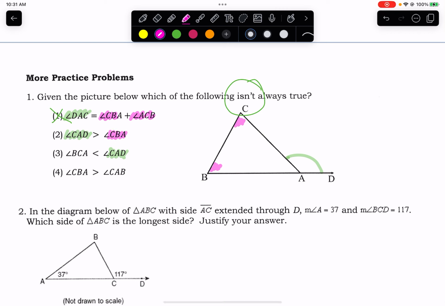So I'm going through and sort of giving a color to the angles that I have marked according to my diagram, just to make it easier. Again, we talked about this in a previous question. The exterior angle has to be bigger than your remote interiors. So answer choices 2 and 3 both say that. So you're left with answer choice 4. And that kind of makes sense because we don't know anything about angle CAB. It's not highlighted, so you can't say anything about it.